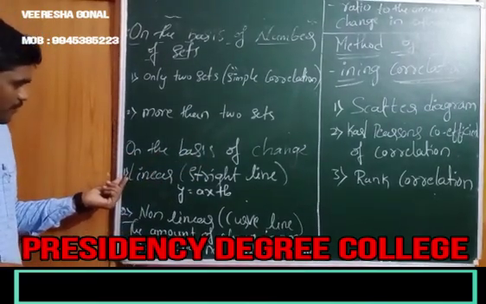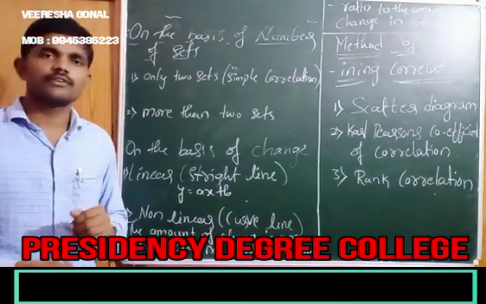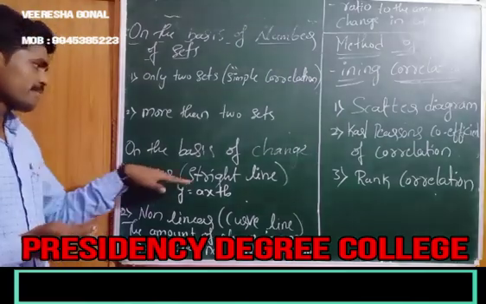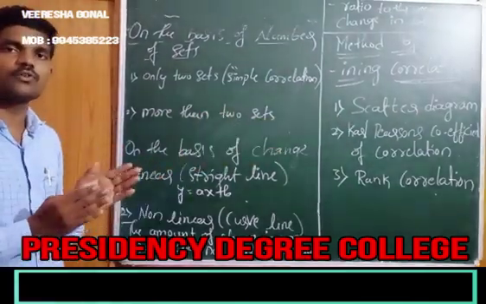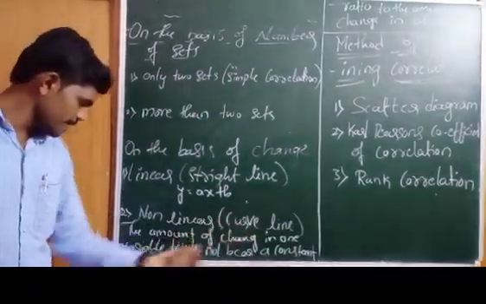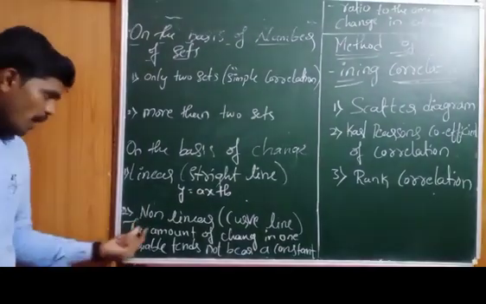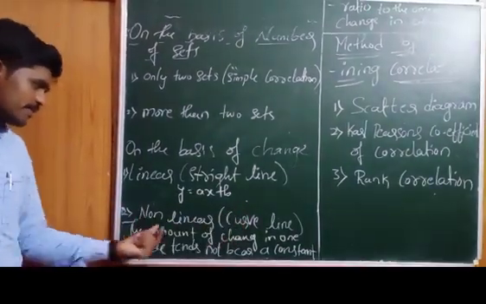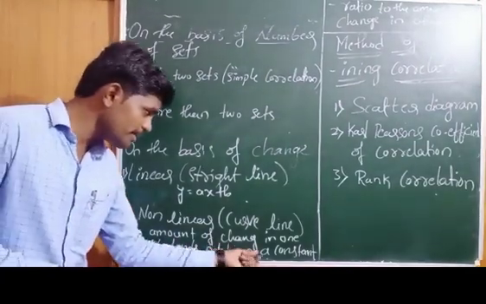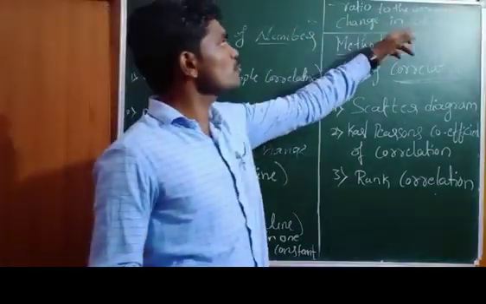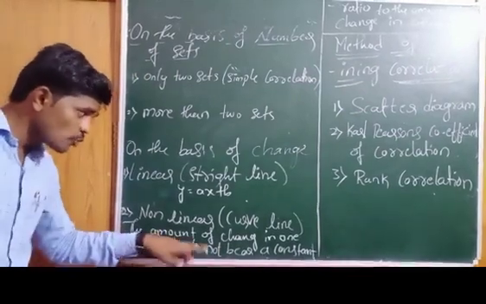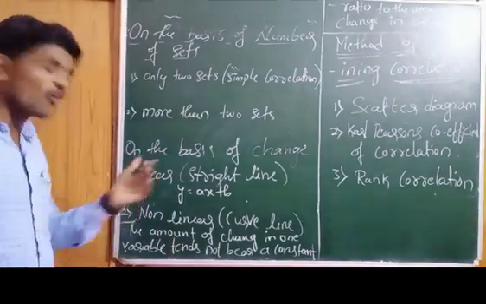And the last one, on the basis of the change. First, linear. Linear means a straight line. Suppose we are drawing a scatter diagram, the straight line will pass through the two variables. The amount of change in one variable tends to bear a constant ratio to the amount of change in the other, and that is called linear. Tends not to bear is called non-linear.